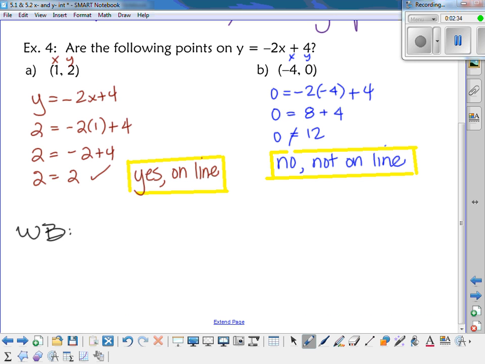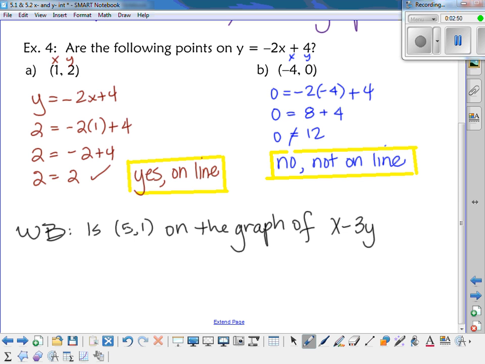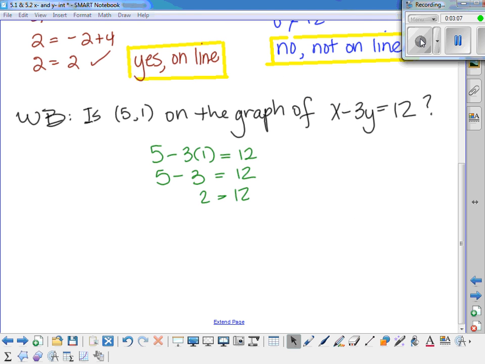So on your own, I'm going to have you try this on your whiteboards. Is the point 5, 1 on the graph of x minus 3y equals 12? Okay, the point 5, 1, is it on the graph of x minus 3y equals 12? Okay, so you should have ended up with 2 equal to 12, which isn't true. So no, this one is not on the line.